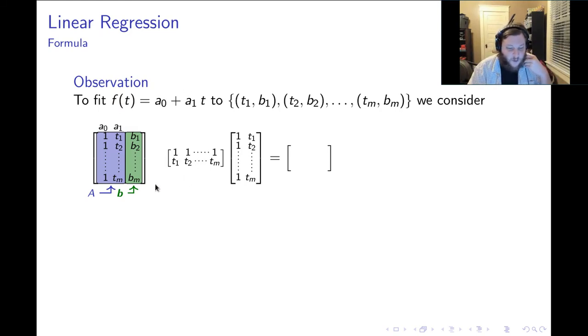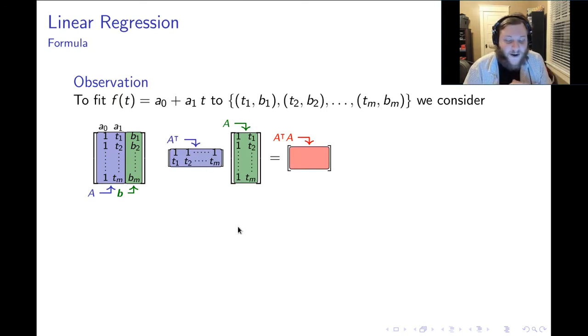We look at the Gramian of A here, which is A transpose multiplied by A. And what's cool about this situation is that even though we have m data points, so we might have hundreds or thousands of data points, and that would be the number of rows of A, when I look at the Gramian, I'm only looking at a 2 by 2 matrix.